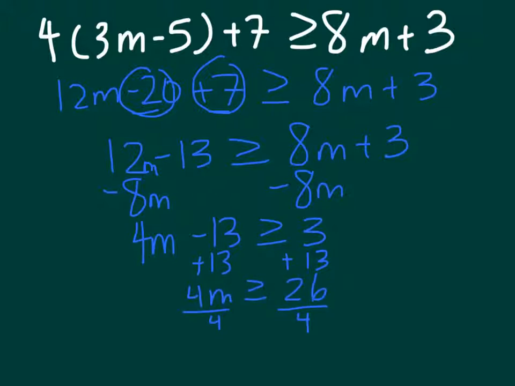Divide by 4, and m is greater than or equal to... 4 doesn't go into 26 evenly, but it goes in there 6 times, and then 2 left over, so 2/4 or 1/2. And then I graph my answer, 6.5. I have a closed circle and an arrow to the right, because m is greater than.